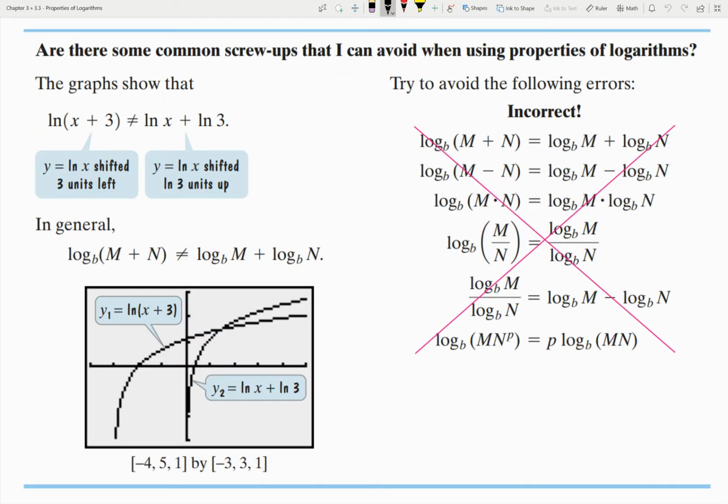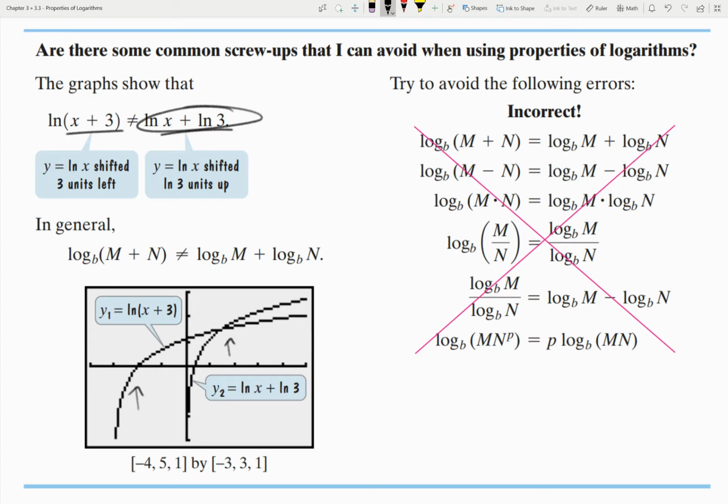Okay? So here are some errors that you could make when you are using properties of logarithms to expand the logarithm. First, which is shown in the graph in the bottom, these two are not the same. This is the natural log of x plus 3. You can only separate it with addition when it is multiplied. And you can clearly see from the picture that the two graphs are not the same.